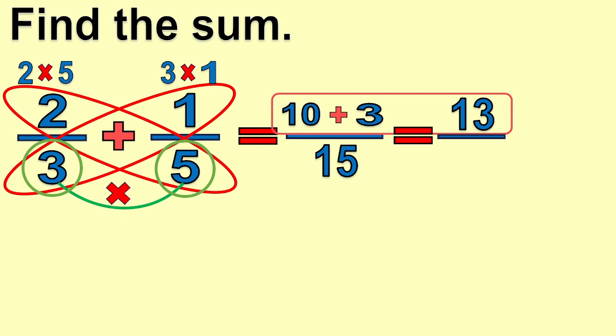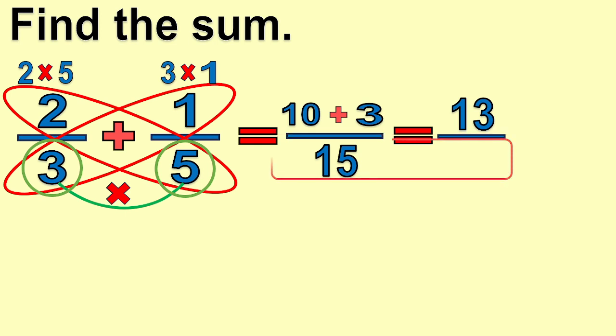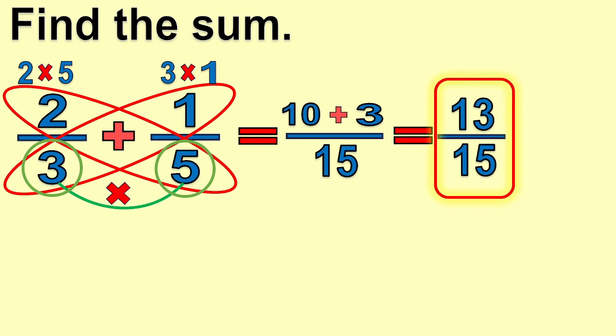Then, copy the denominator 15. So, the answer is 13 fifteenths. Since 13 fifteenths is already the lowest term, then 13 fifteenths is our final answer.